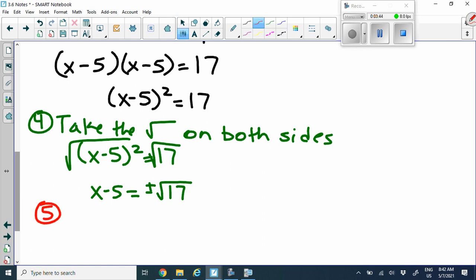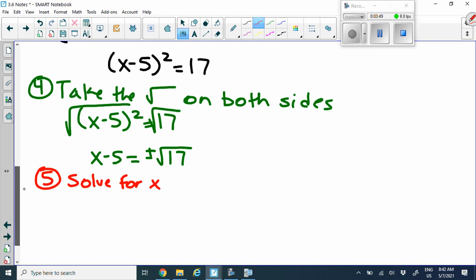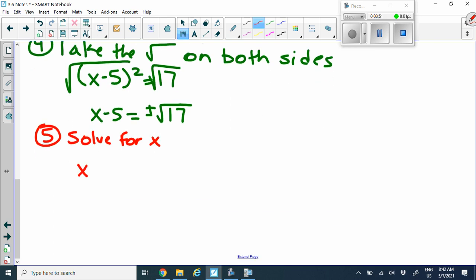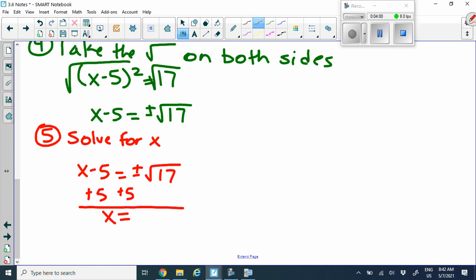Okay, the last step is to solve for x. So I have x minus 5 equals plus minus square root of 17. I'm going to add 5 to both sides. Don't forget, we do not add that to the 17 to make 22. They are not like terms. Instead, anytime I add or subtract that number to the right-hand side, I'm always going to place it in front of the plus minus sign. So it'll be 5 plus or minus square root of 17, and that's my final answer.